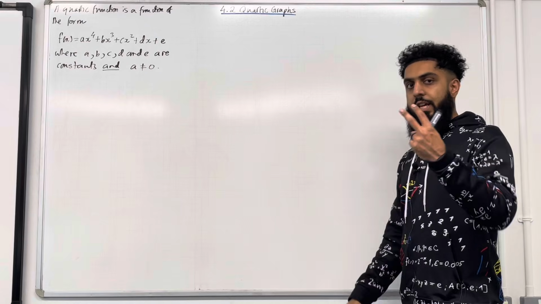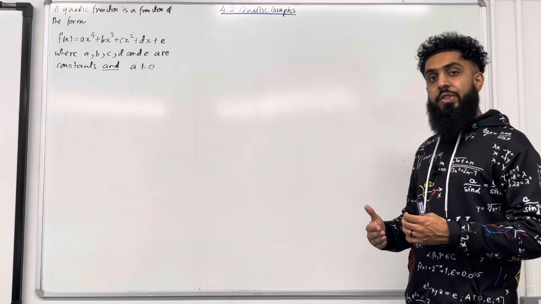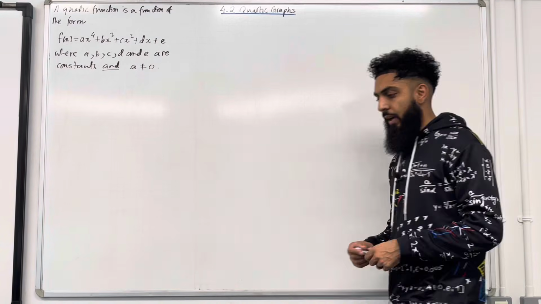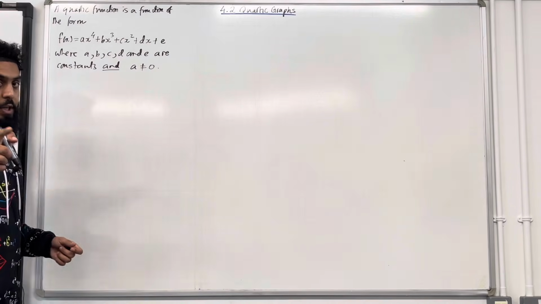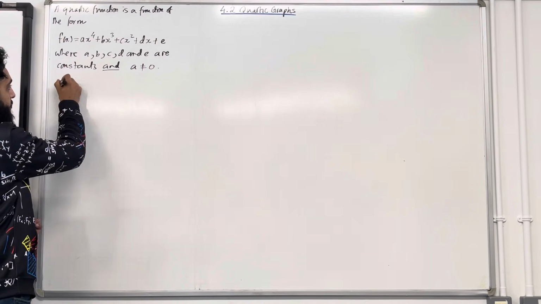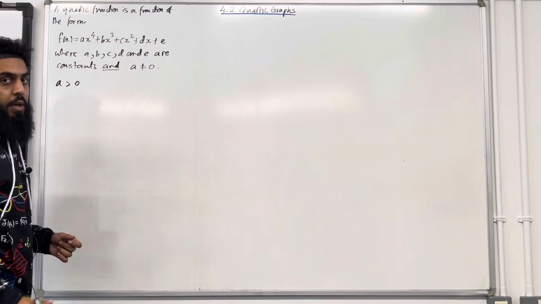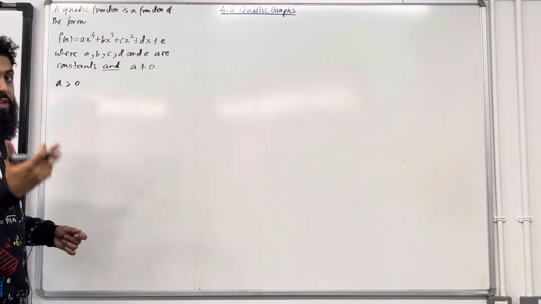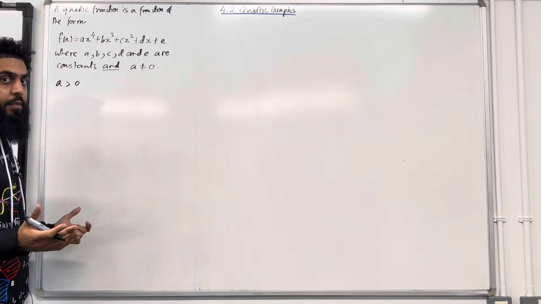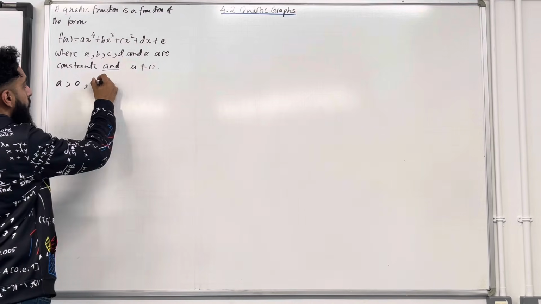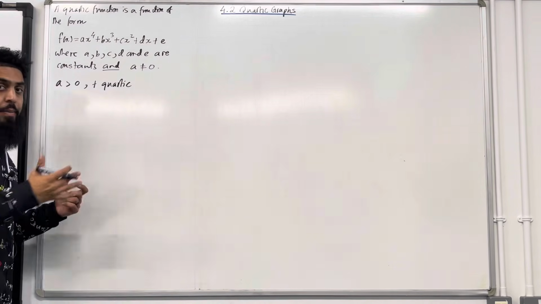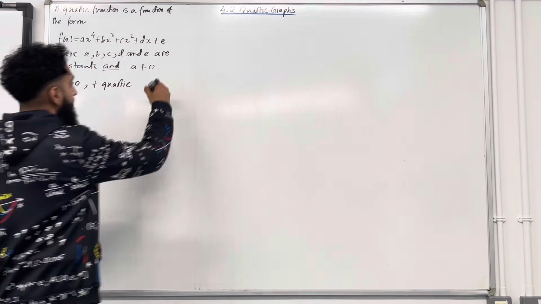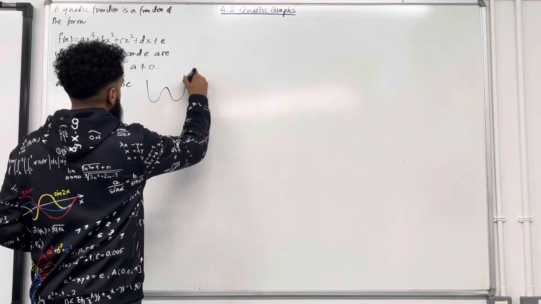So there are two different types of quartics. You've got a positive quartic and you've got a negative quartic. Let's have a look at these two scenarios. So the first scenario, a is positive. So if a is positive, the coefficient of x to the power 4 is positive, we have a positive quartic. Now the shape that a positive quartic takes is a W shape.